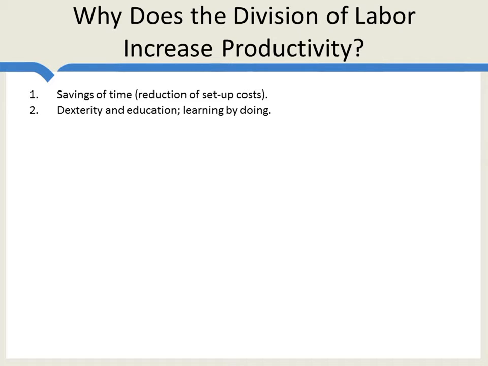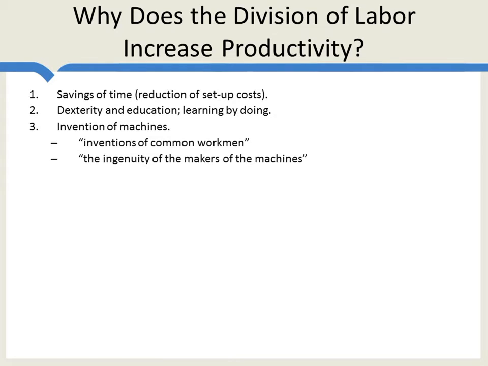Second, dexterity in education. As workers specialize in a task, they learn the best way to do that task. They get deeper and deeper into the tacit knowledge, into the secrets, if you like, the best ways of doing that task. This is what we would call learning by doing. You learn a lot more by doing the task repeatedly. Finally, and perhaps most importantly, the invention of machines.